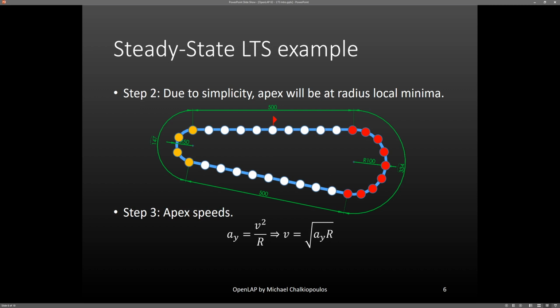Due to the simplicity of the problem, we can immediately identify the apexes. Turn 1 is shown in red and turn 2 is shown in yellow. Let's now open Excel and start calculating stuff.